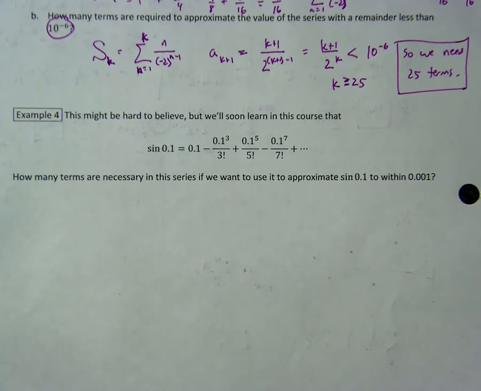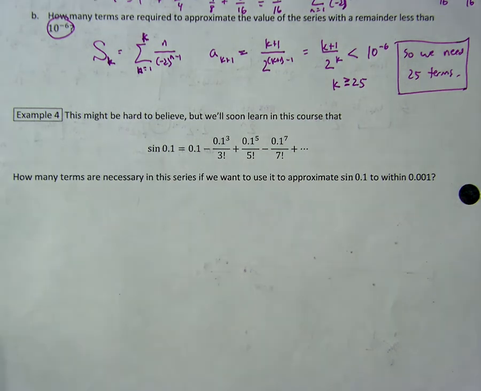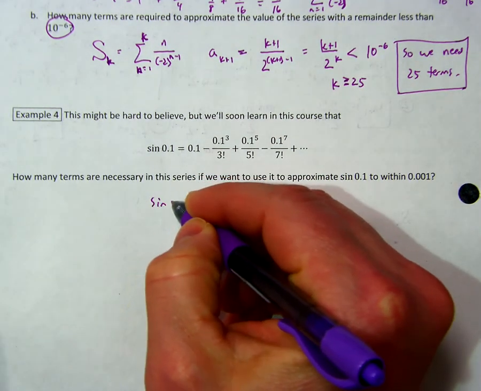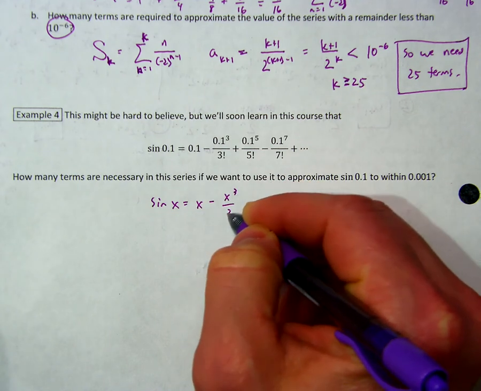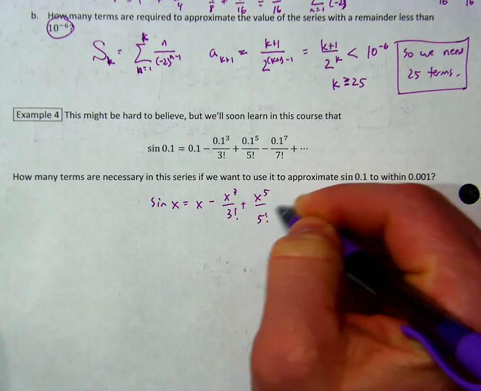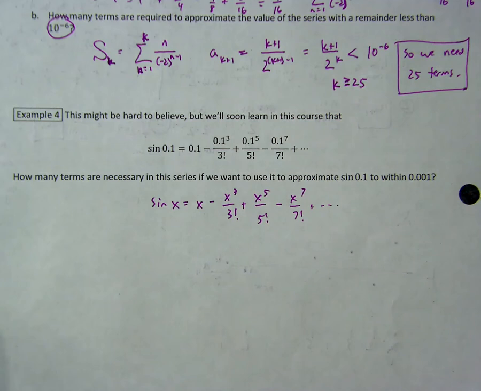All right, this fourth one here is kind of hard to believe. We're going to prove this actually in like 3 or 4 weeks, that the sine of a number, in this case the sine of 1/10, is equal to, in fact you can write it this way, sine of x, any number, is x minus x cubed over 3 factorial, plus x to the 5th over 5 factorial, minus x to the 7th over 7 factorial, etc. Seems a little far-fetched. We will get there.